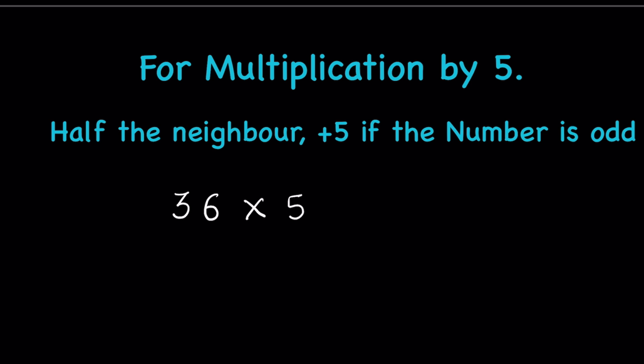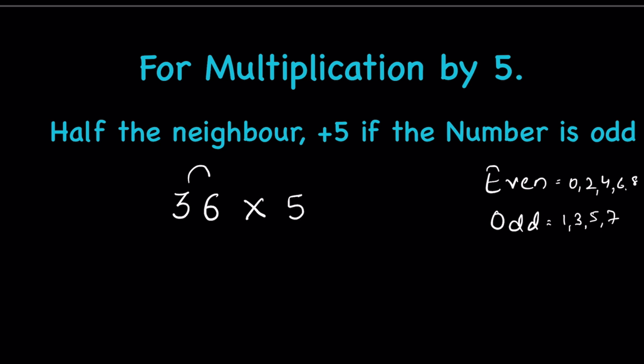So to get the result, there is the system called half the neighbor, plus 5 if the number is odd. So we have two kinds of numbers. First is even numbers and then we have odd numbers. Even numbers are 0, 2, 4, 6, 8. They are divisible by 2. Then odd numbers, these are 1, 3, 5, 7 and so on. Now the neighbor means the neighbor of the number on the right. So the neighbor of 3 is 6. The neighbor of 6, since there is no number, we have no number. And for the neighbor of 6 we write a 0 here.